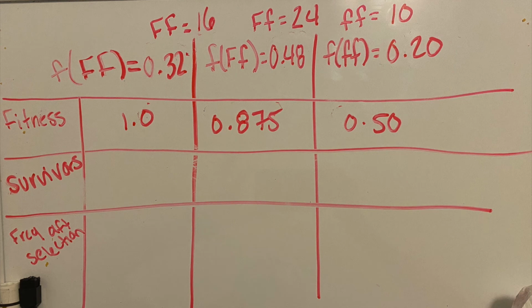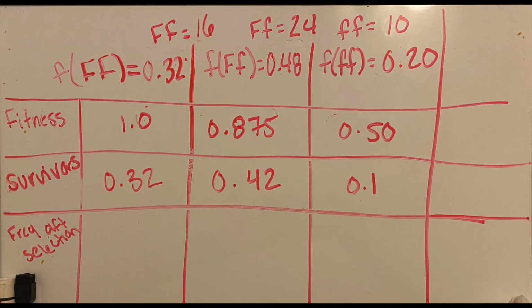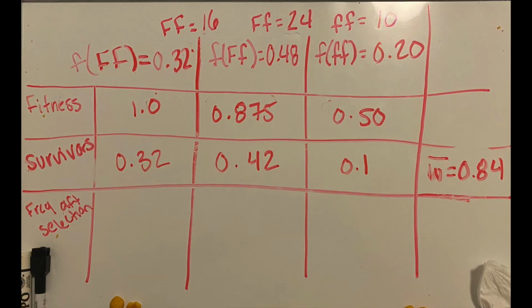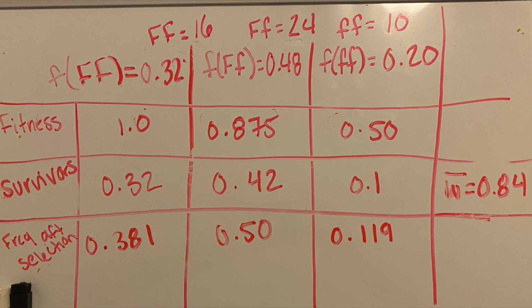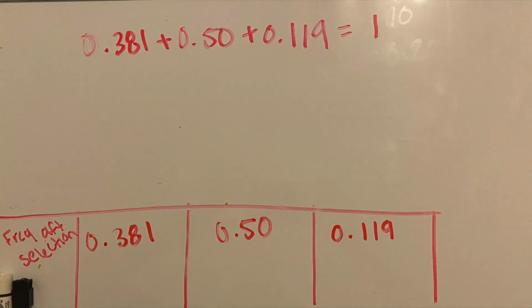For selection fitness, I chose these numbers. To calculate the survivors, I multiplied the frequency of the phenotype before selection times the fitness. The new members are then added together to get the average fitness. To find the frequency after selection of each phenotype, I divided the survivors by the average fitness. You know this number is correct if all the frequencies after selection add up to 1.